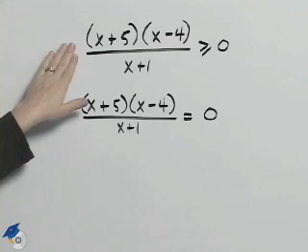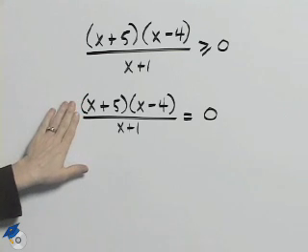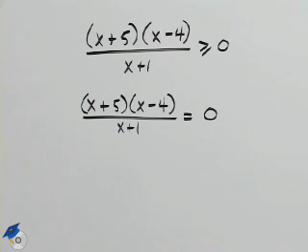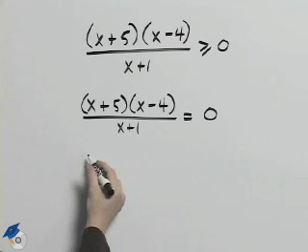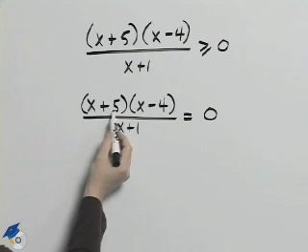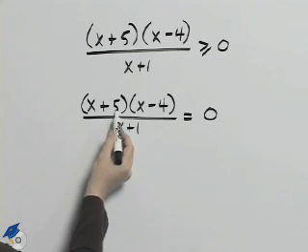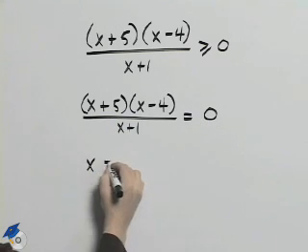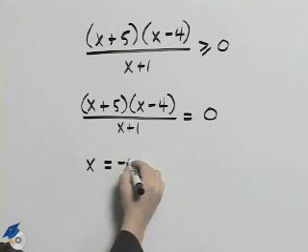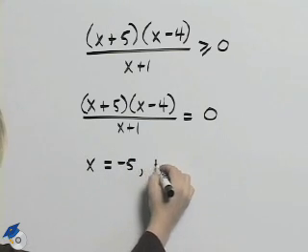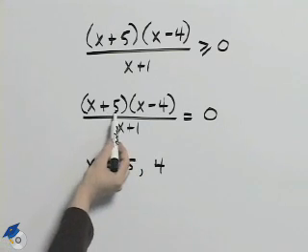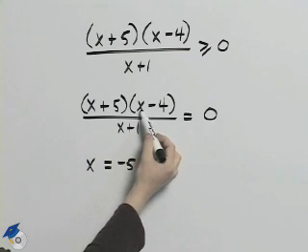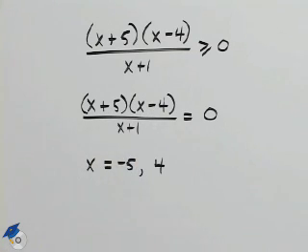To solve this inequality, we will consider the equation (x + 5)(x - 4)/(x + 1) equal to 0, so we can determine the intervals in which we will test. Remember that we need to find the values that cause the function to be equal to 0, and these values are when x is equal to negative 5 or x is equal to 4. Negative 5 plus 5 is 0, and 4 minus 4 is 0.